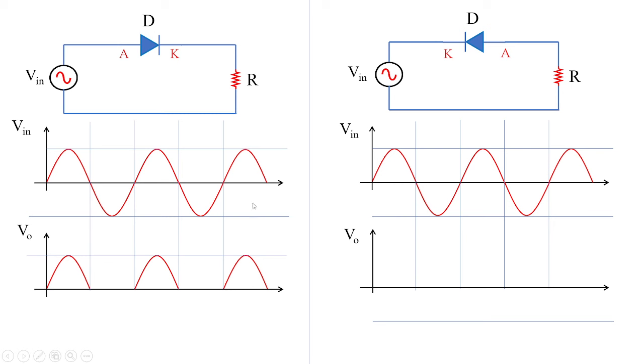I think I'm clear about this. What happens when the diode is reverse bias? When the diode is reverse bias like this, you can see that the output voltage across the resistor would be like this. So this is an interesting fact.